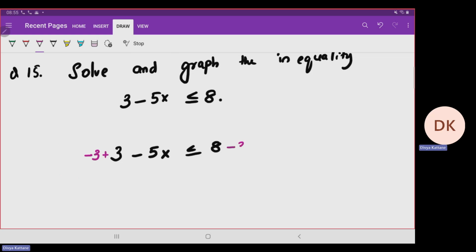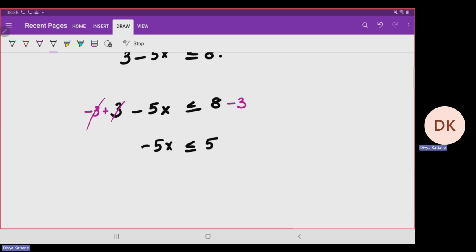So on both sides, I am putting minus 3. So that plus 3 minus 3 will cancel. So you will get minus 5x less than or equal to 8 minus 3, which is 5. Now, if you need x alone, you need to divide with minus 5 on both sides.